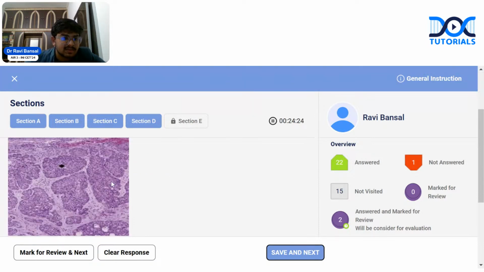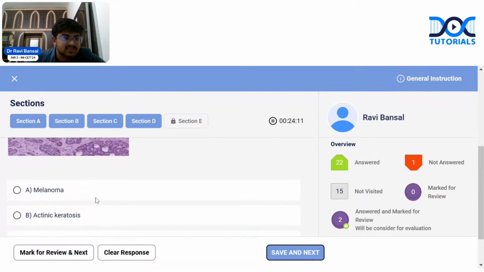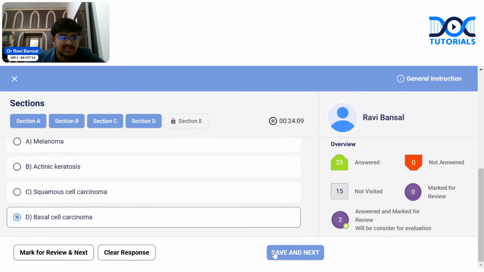Image from the biopsy. I'm not good at reading histopathology images, but I think this is the palisading they have shown. Palisading is obviously a feature of BCC, and the history is obviously telling about BCC. So I will just go with basal cell carcinoma.